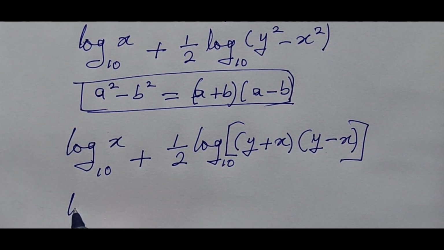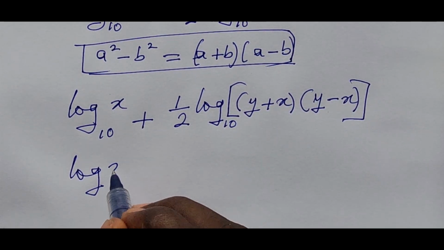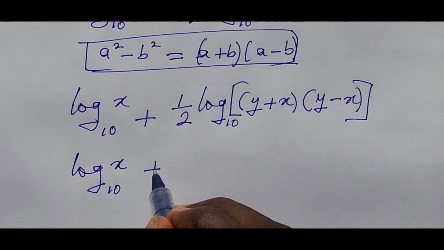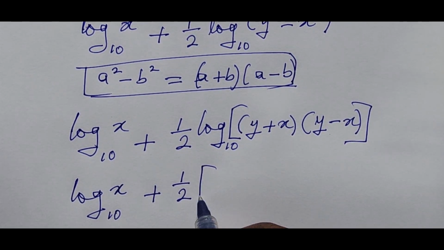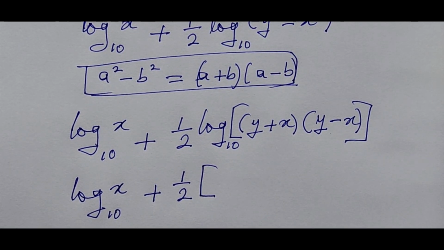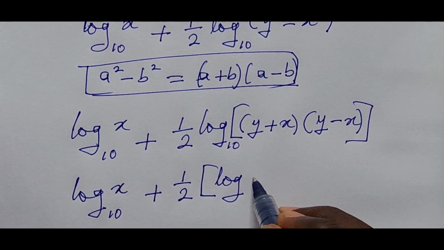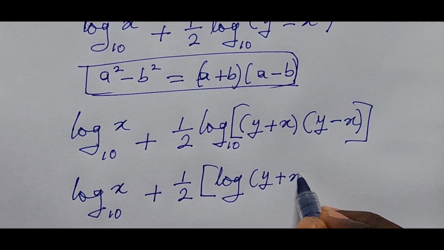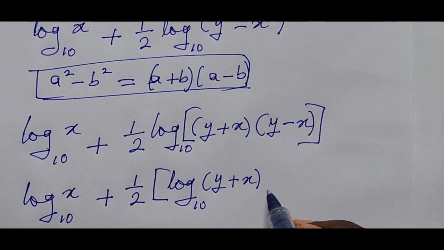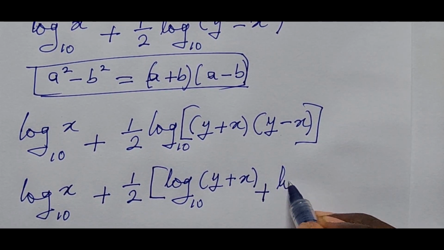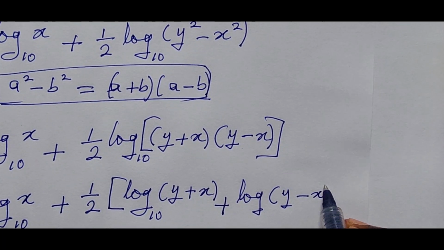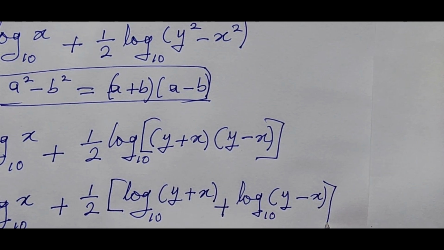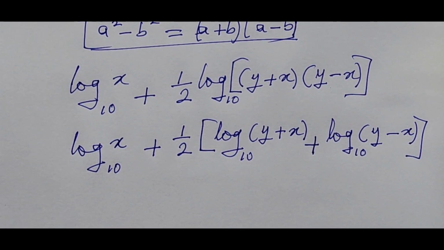Rewriting this gives us log x base 10 plus 1 over 2, into a square bracket. We decide to bring out this 1 over 2. Then we have log of (y plus x) base 10, plus log of (y minus x) in base 10, square bracket close. Are we learning something from here?